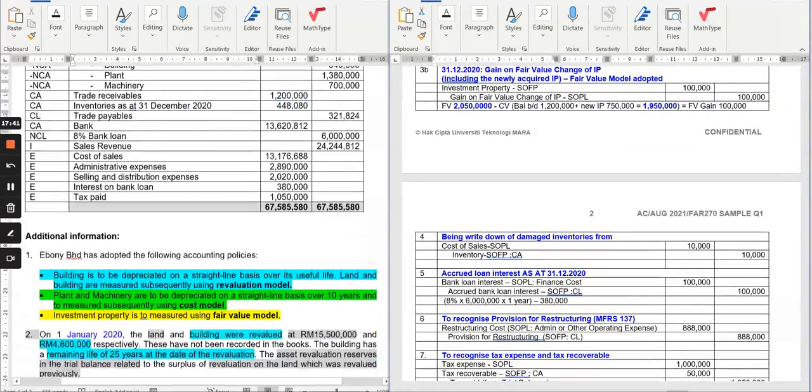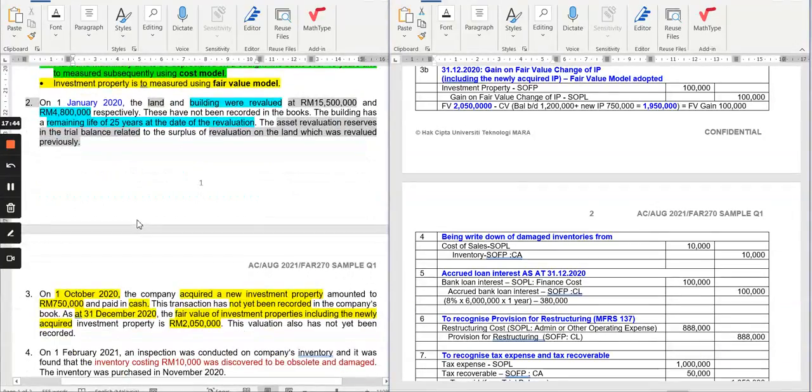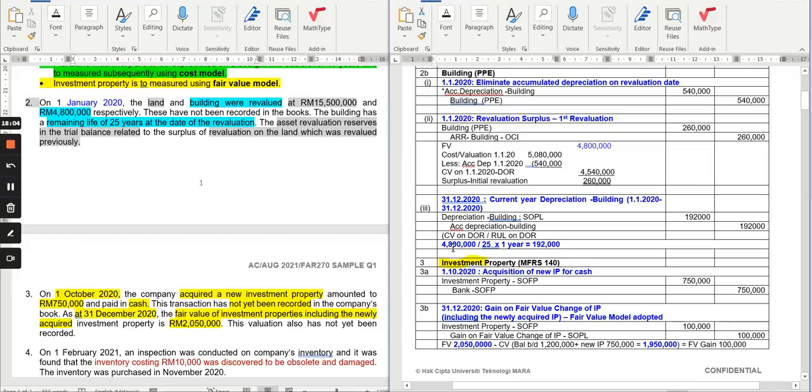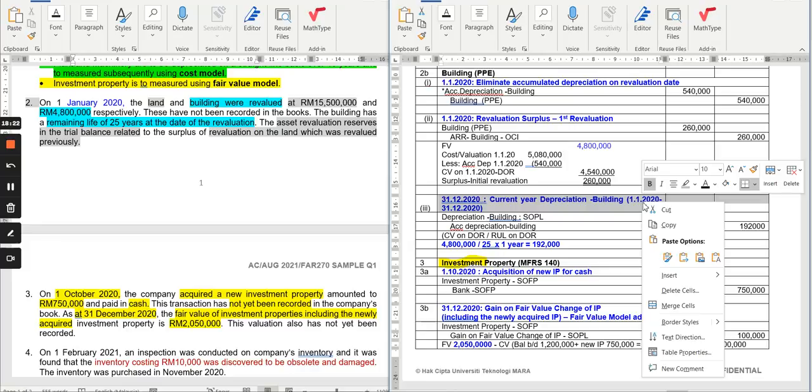Next is to do the information on depreciation. Remember, building will continue to be depreciated, but the building will be depreciated starting from 1st January 2020. It will be depreciated based on the new value, which is the fair value, 4.8 million. So from there onwards, the depreciation of the building will be 4.8 divided by 25 years times 1 year, because I'm calculating the depreciation starting from the date of revaluation. The date of revaluation is on 1st of January 2020, right?